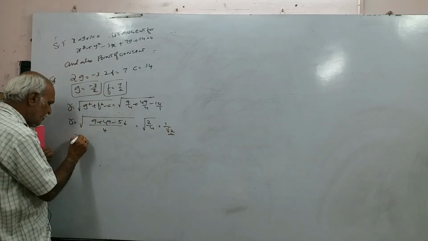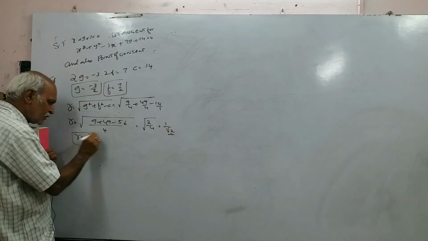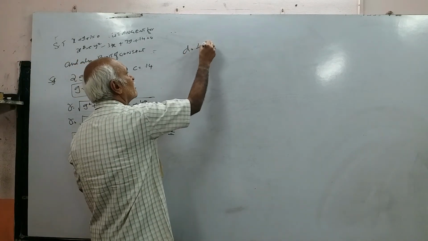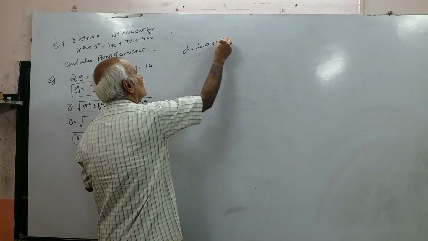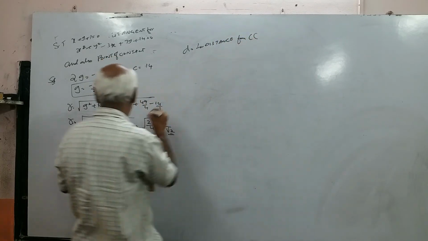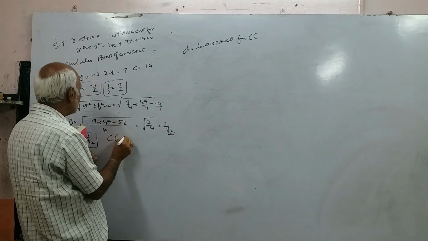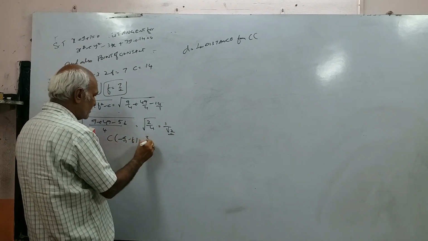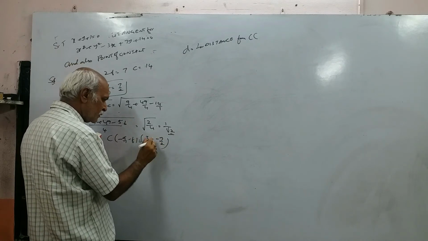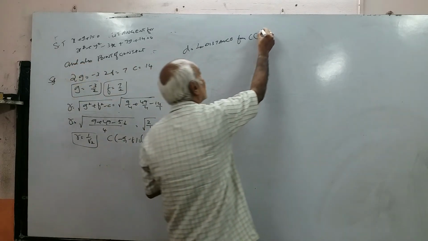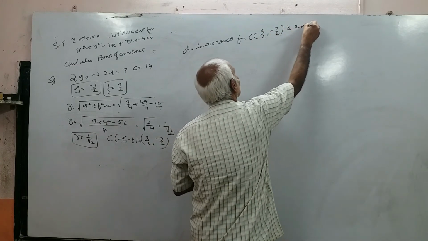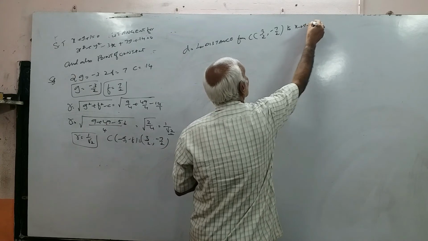So what is the r value we got? 1 by root 2. Now next, what do we have to find out? D. D is the perpendicular distance from the center. What is the center, sir? We have to write the center. What is the center? Minus g comma minus f. 3 by 2 comma minus 7 by 2. Right? So the center is 3 by 2 comma minus 7 by 2, to the line x plus y plus 1 is equal to 0.